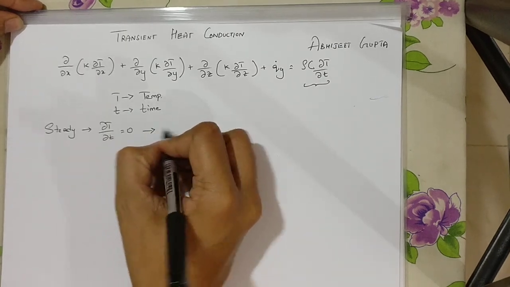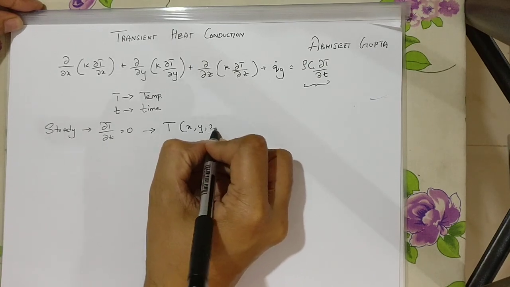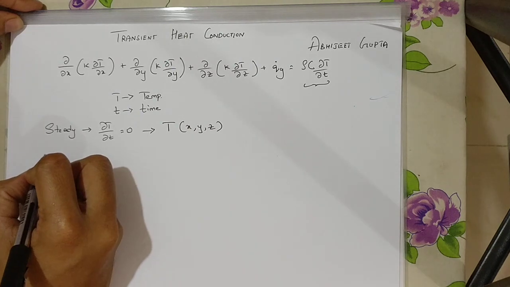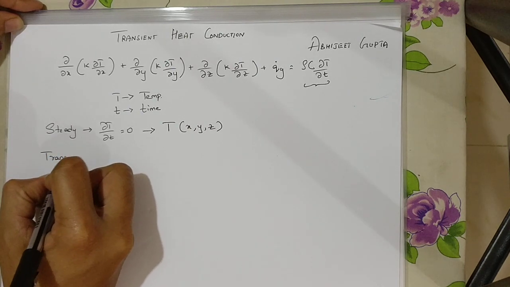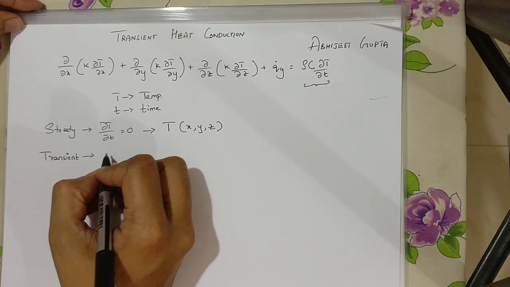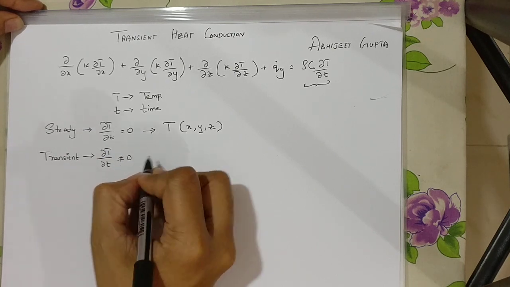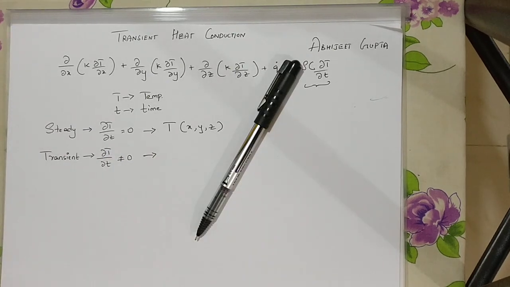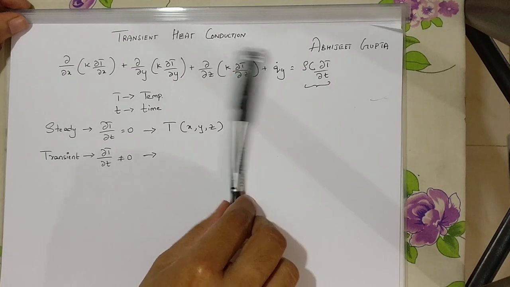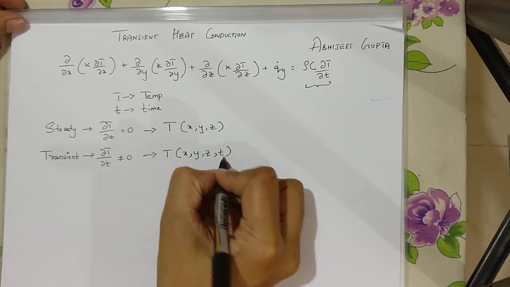That means in earlier chapters, in steady heat conduction, we have always assumed temperature varies with only position x, y, z. But for today's class, we should look into transient as well. So for transient, we know that dou T by dou t will not be equal to 0. That means the temperature changes with all the three positions x, y, z, as well as time t. So T is a function of x, y, z, comma t.